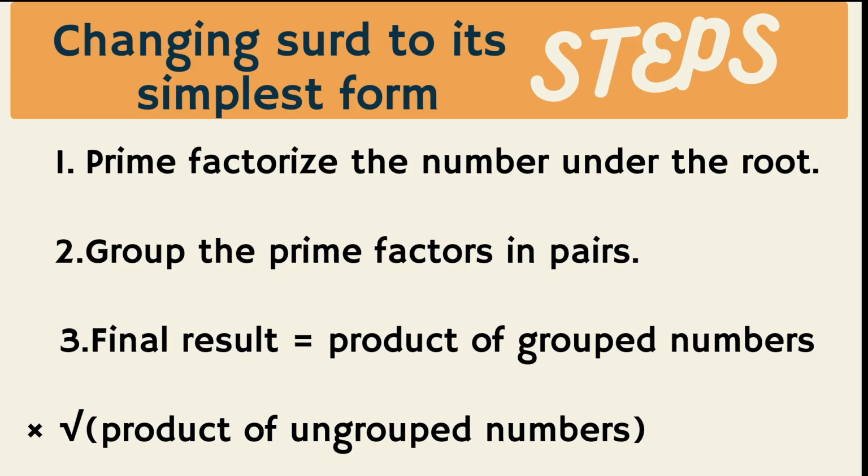Let's look at how to change a surd to its simplest form. And these are the steps. Step 1, we have to prime factorize the number under the root. Step 2, we'll group the prime factors in pairs. And our final result will be the product of the grouped numbers times the square root of the product of the ungrouped numbers. So let's get to solving.